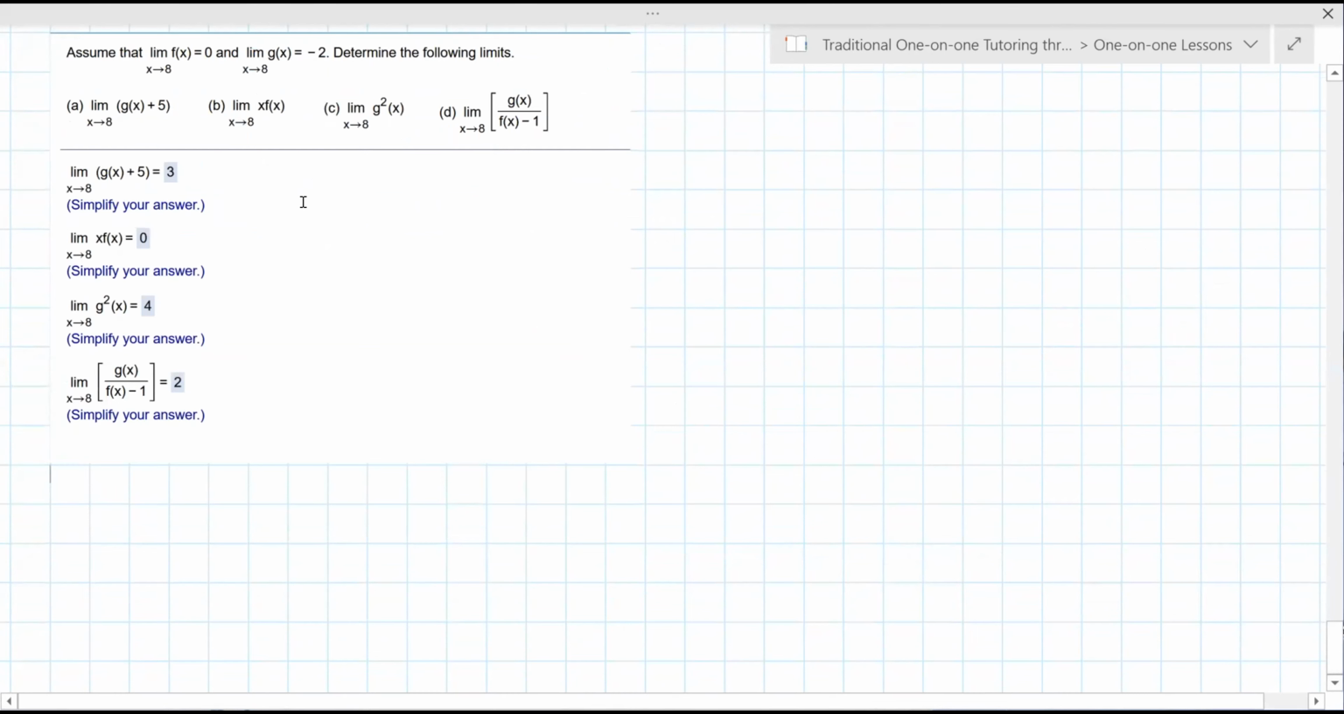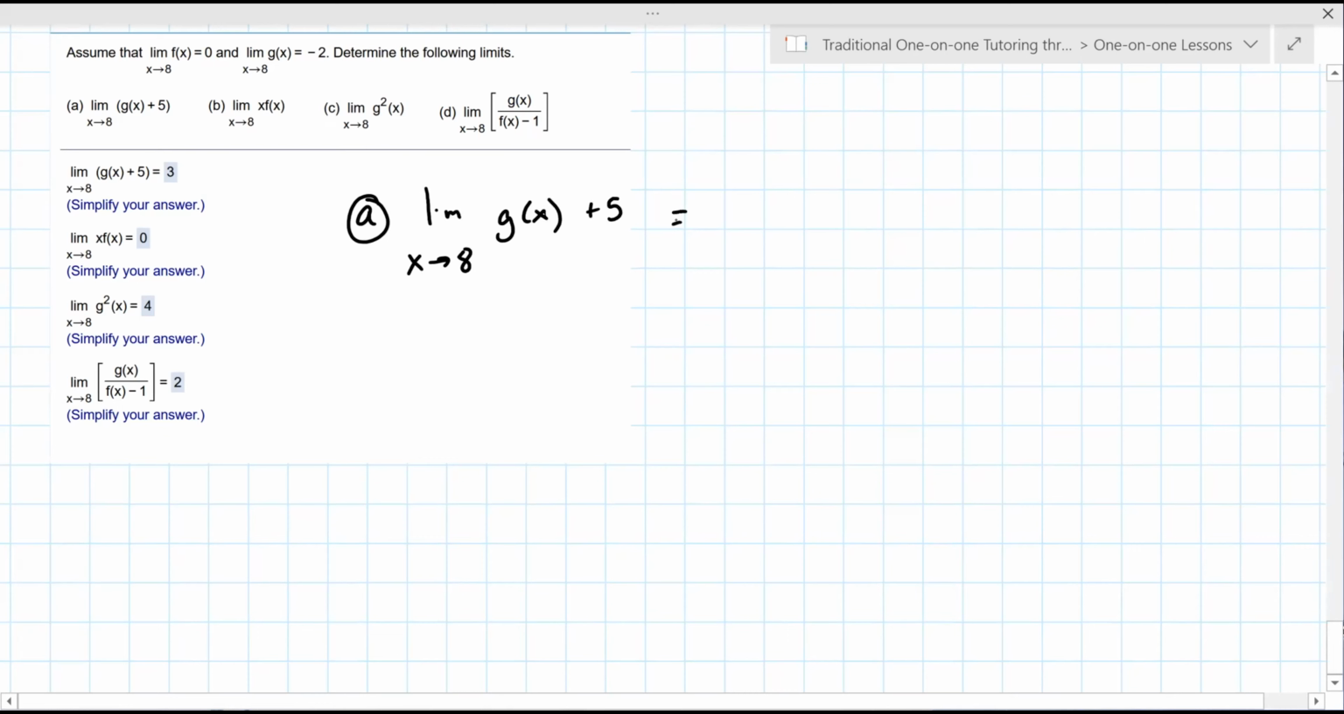Okay, so this type of question tests your ability to understand when you substitute a number in and when you just use the number as is for x, for example. So let's look at letter A. Letter A is the limit as x approaches 8 of g of x plus 5.